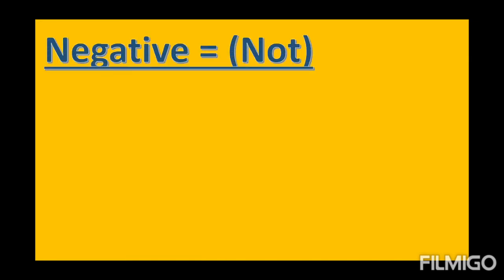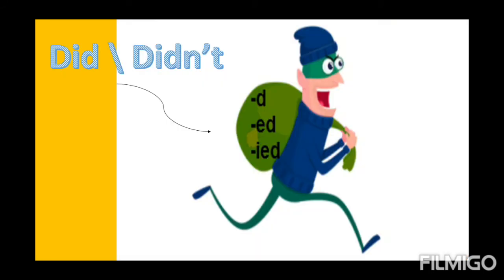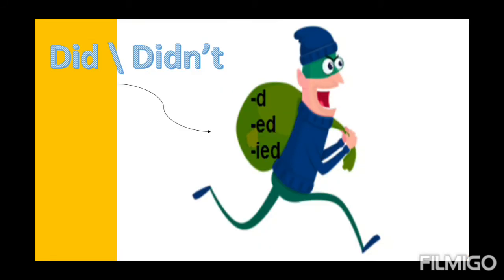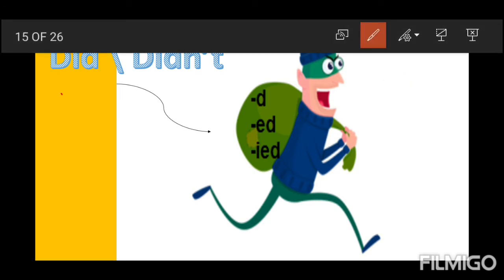Next slide here. Negative means not. So what's the meaning of negative? Not. What about the helper in the past? Did. What do we call it in negative? Didn't. Did in question, didn't in negative. It takes away the D, E, D, I, E, D, and the irregulars as well. So whenever you have did or didn't, they should be followed by the base form of the verb, without the D or ED or IED or even the irregulars.